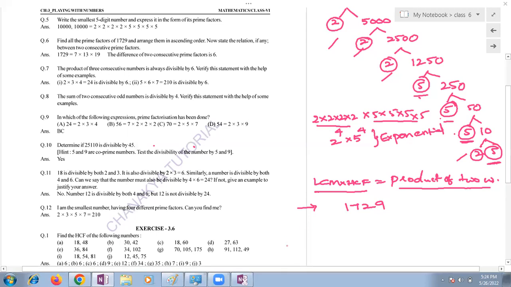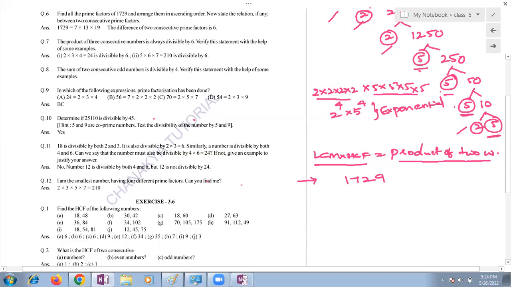See, children, 1729. Looking at this, which table is it divisible by? Using the divisibility rule: 1 plus 7 is 8, 8 plus 2 is 10, 10 plus 9 is 19. No, it is not divisible by 2. It is not divisible by 3. It is not divisible by 4, because of the last two digits. It is not divisible by 5. It is not divisible by 6; if 2 and 3 fail, then 6 also fails.